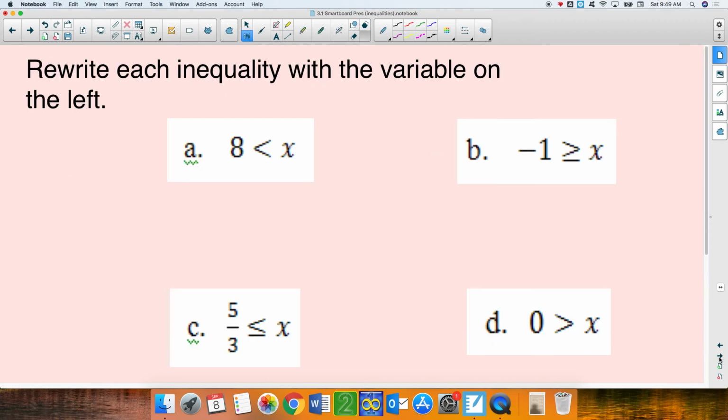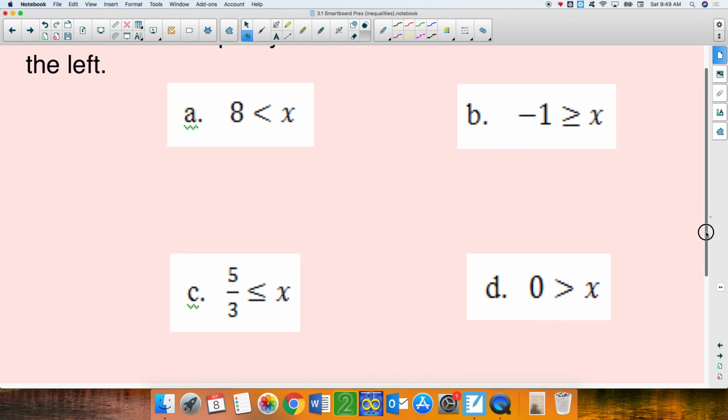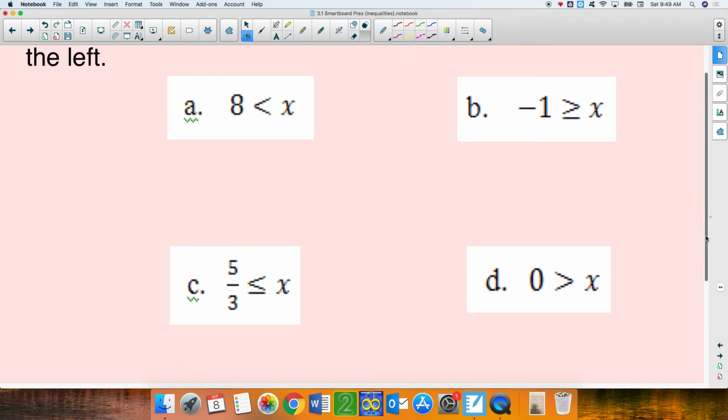To finish this out, we're going to just rewrite each inequality with the variable on the left. And again, you need to get in a habit of always writing your variable on the left so that you can graph accurately. So when you rewrite it, you're going to put your X there and your 8. And all you need to look at is what is your inequality symbol eating above? It's eating the X. So down here it needs to eat the X.